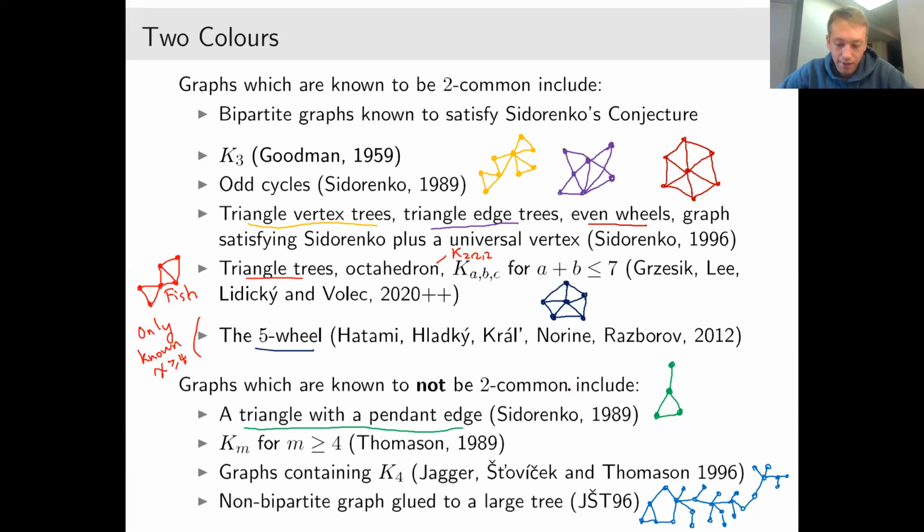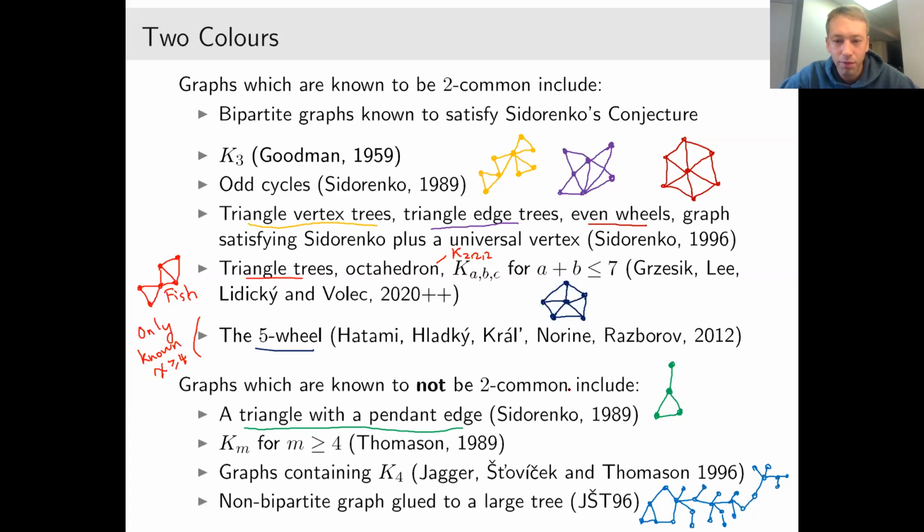It's a very interesting outstanding problem to understand: can you have 2-common graphs of high chromatic number? I think we suspect that you can, but proving that a graph is 2-common turns out to be quite tricky. Any questions about this history?